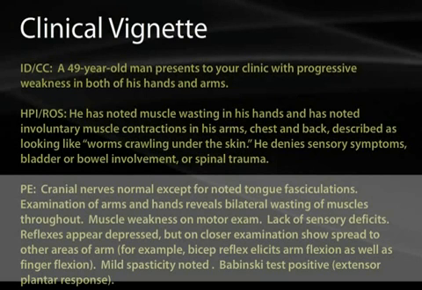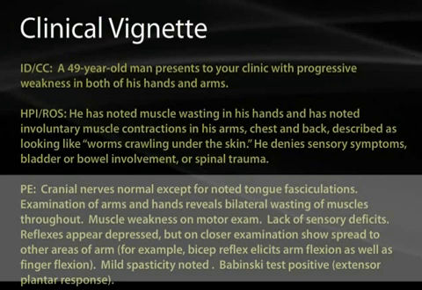For example, if I tap on the bicep reflex, I see not only an arm contraction, but I also see the fingers flex. That's called spread of the reflexes, and it's a suggestion of hyperreflexia. Also seeing noted mild spasticity, and the Babinski test is positive. So he has an upper motor neuron lesion, and he has some suggestion of lower motor neuron lesion.